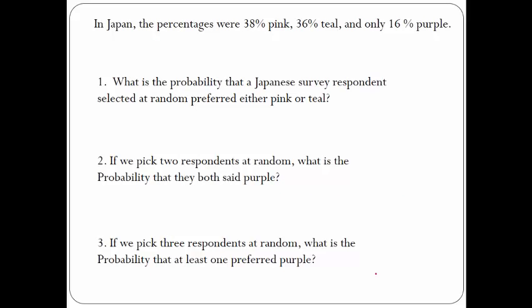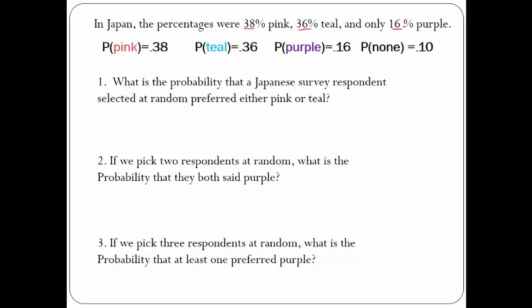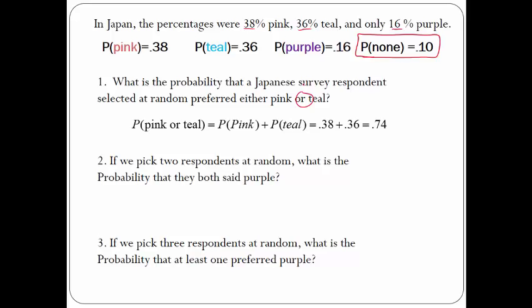Over in Japan, 38% said pink, 36 teal, 16 purple. Again, add those up. All between 0 and 100%, sure, but when we add those up, it's actually only 90%, which means in Japan, apparently a lot more people had no preference. What's the probability that we did pink or teal? See that word "or"? Think about add. So we'd add those up.